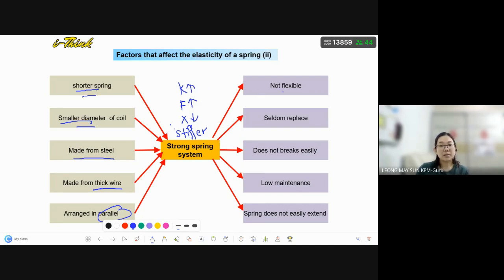Why is a strong system not so flexible? When it's not so flexible, you don't have to replace it so often. It will not break easily either, and it's lower maintenance. Why lower maintenance? Because it doesn't break easily, and the spring does not easily extend. So these are the factors that you need to remember because this is the question that requires more marks in paper 2. Okay? So up to here, any question?